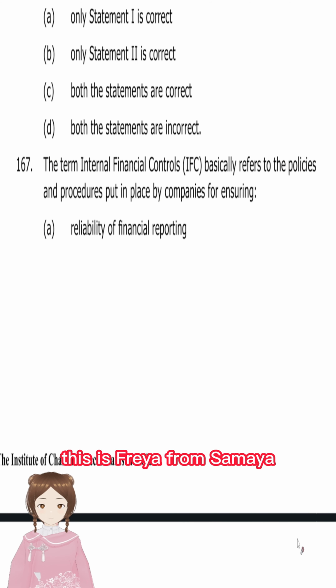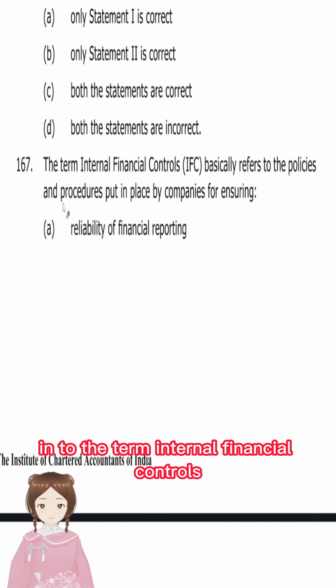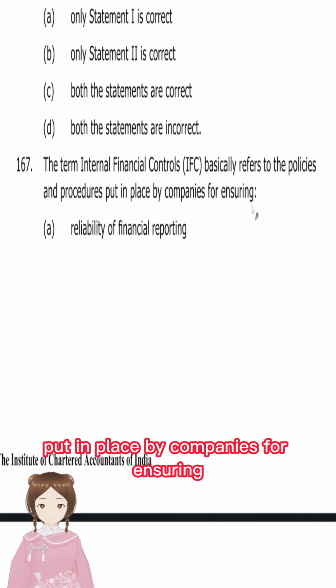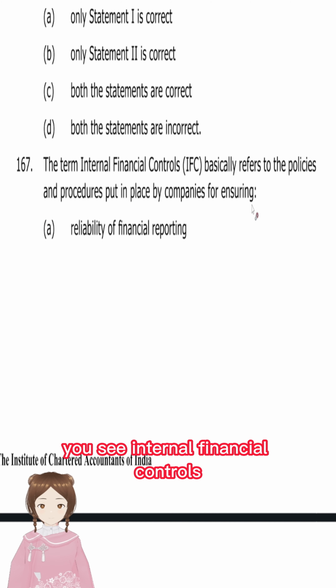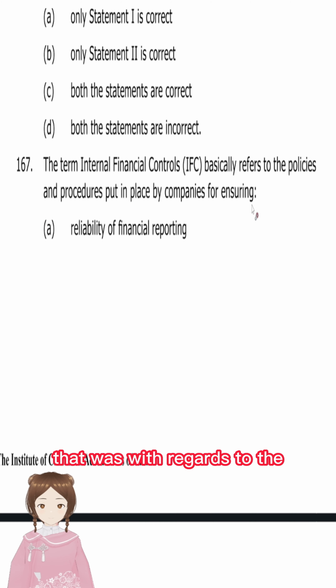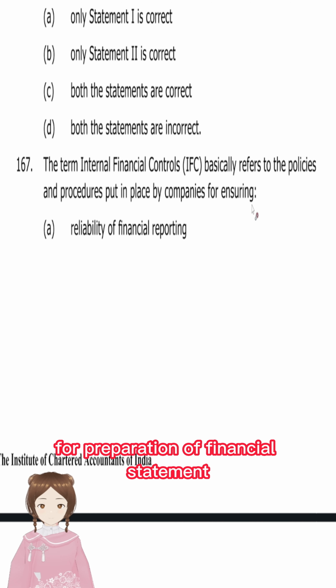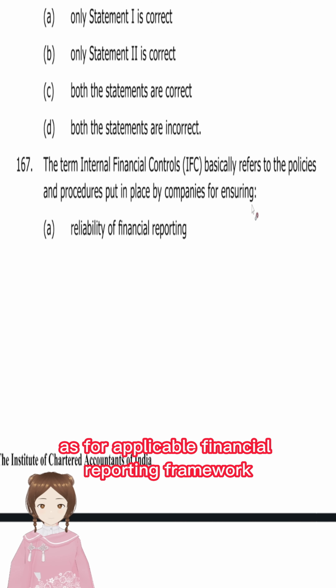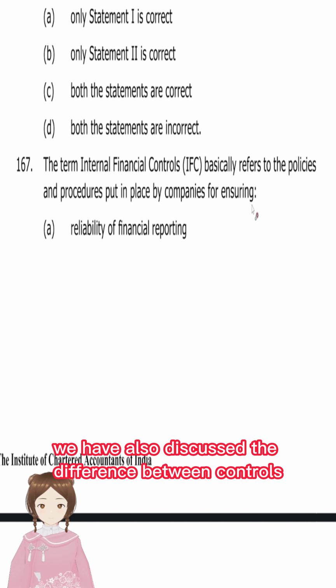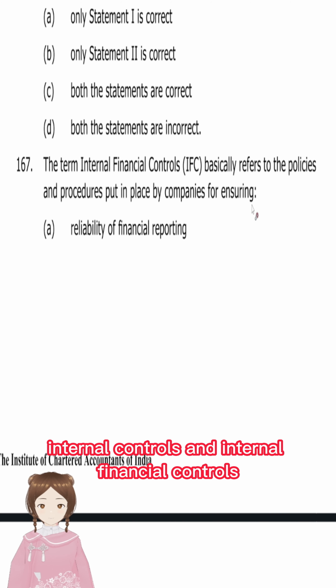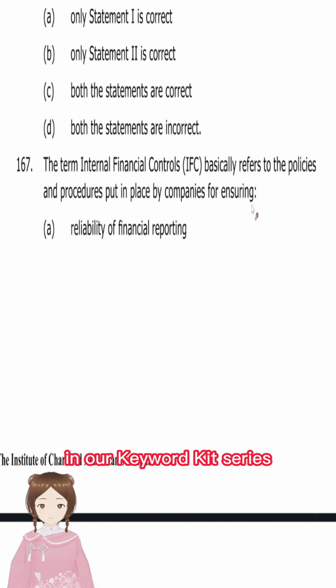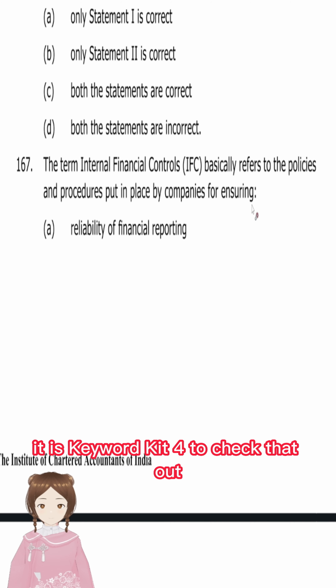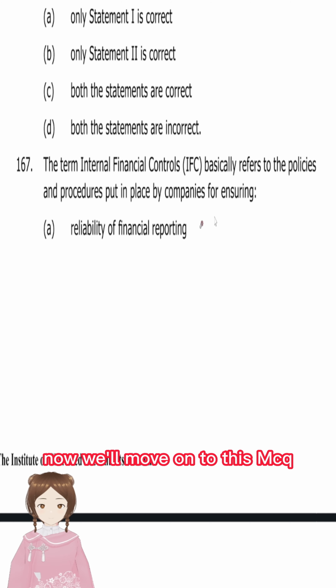Hey Samson, this is Ria from Samaya, MCQ 167 CA Inter. The term internal financial controls basically refers to policies and procedures put in place by companies for ensuring, you see, internal financial controls were those controls with regards to all the activities for preparation of financial statements as per applicable financial reporting framework. We also discuss the difference between controls, internal controls and internal financial controls in our keyword kit series. I think, if I'm not wrong, it is keyword kit 4. Do check that out. Now we'll move on to this MCQ.